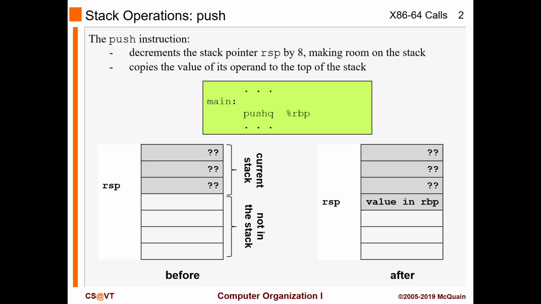So the idea of a procedure is basically, if you can recall from the previous class, all the stack stuff at the beginning of it, push RBP and something. Those are what you need for your procedure call. So what push does is the push instruction decrements the stack pointer RSP by 8, making room on the stack, and copies the value of its operand to the top of the stack.